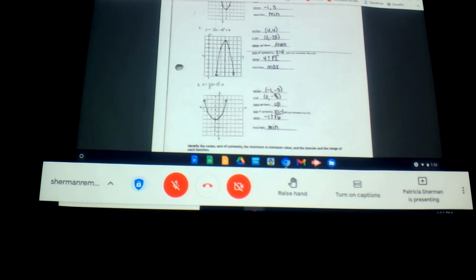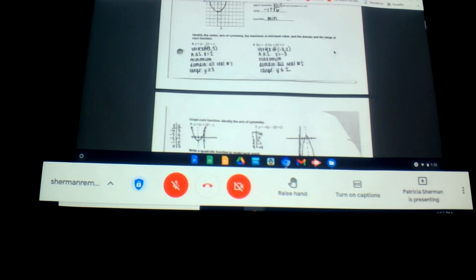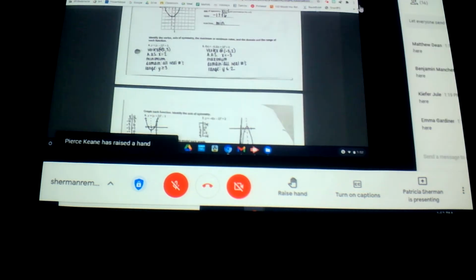Eventually I'll put this up too, but for now I just wanted to check in with you guys. So 4 and 5 were nice because you did the labeling, but you didn't have to do the annoying graphing part. So you were just doing the vertex, once again from vertex form, which isn't bad. The axis of symmetry, the max.